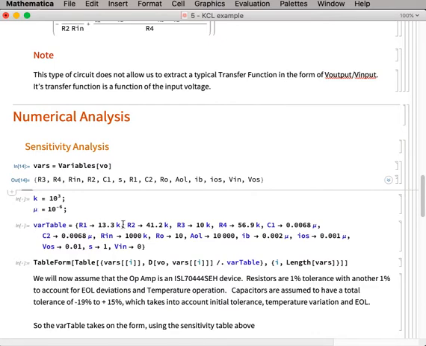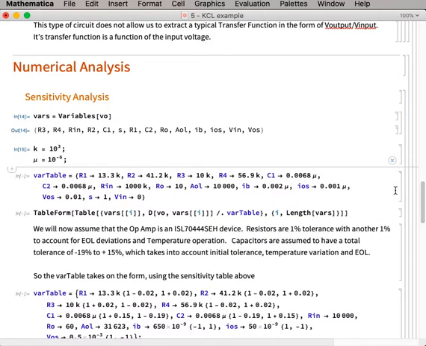And then when we make up the variable table, so we can avoid writing a whole bunch of 10 to the third and 10 to the minus sixth operations, we'll just define k as 10 to the third and mu as 10 to the minus sixth. And then we can write them out as we normally would do. So now we're going to use nominal values for the circuit and do the sensitivity analysis.